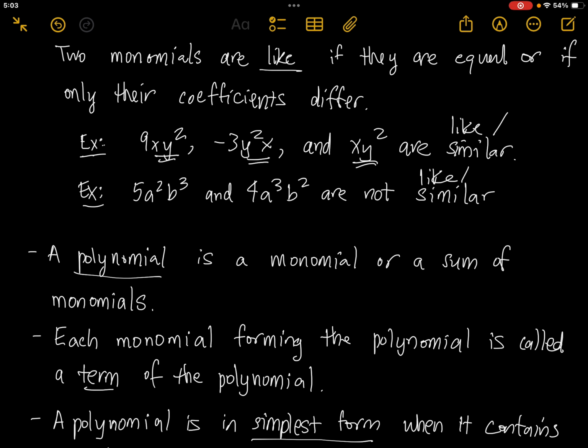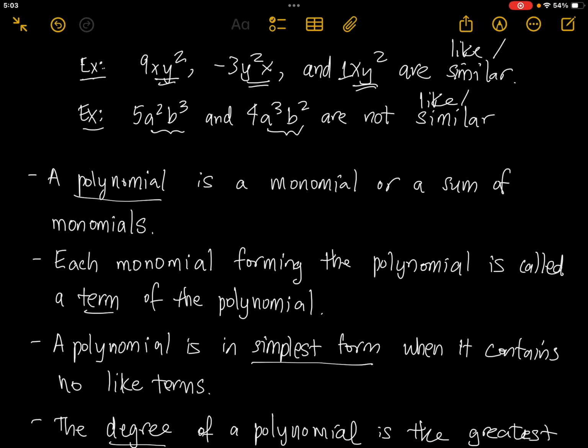Okay. And let's make sure we remember the coefficients. They're 9, negative 3, and 1. On the other hand, if you had 5a squared b cubed and 4a cubed b squared, those are not like. Because even though you have an a and a b in both of them, the powers don't match. So, in the first one, a is raised to the second power. In the other one, it's a raised to the third power, right? Those are not the same. So they are not like.